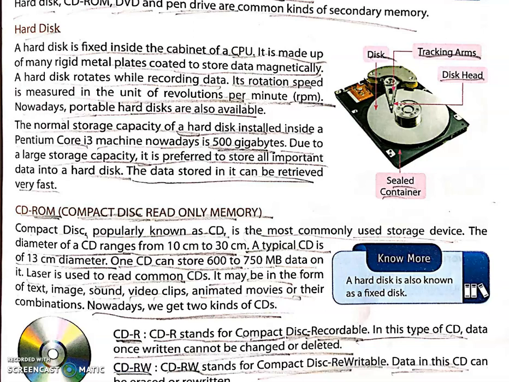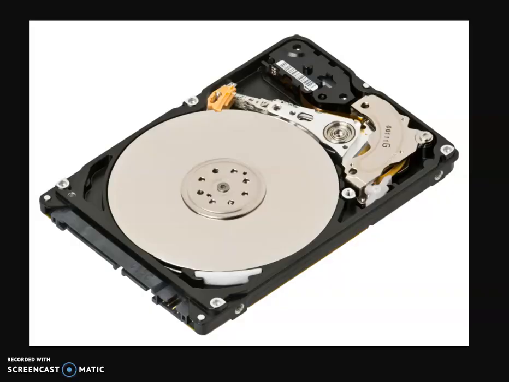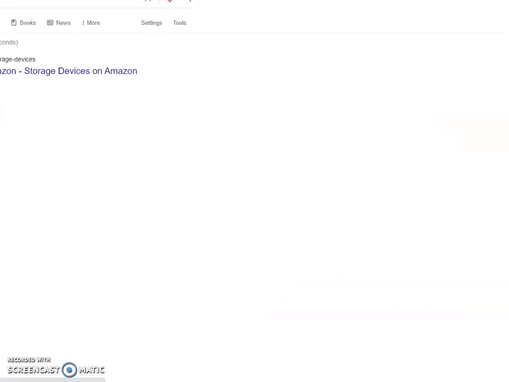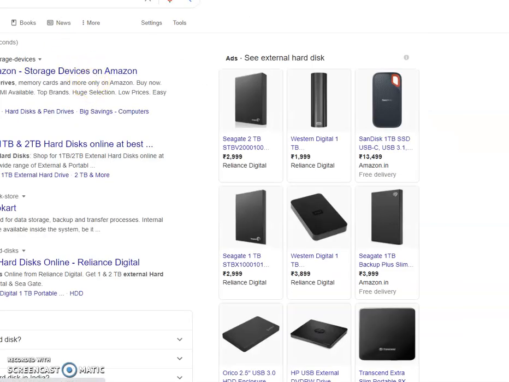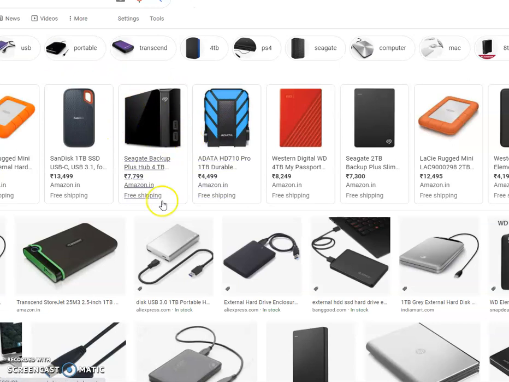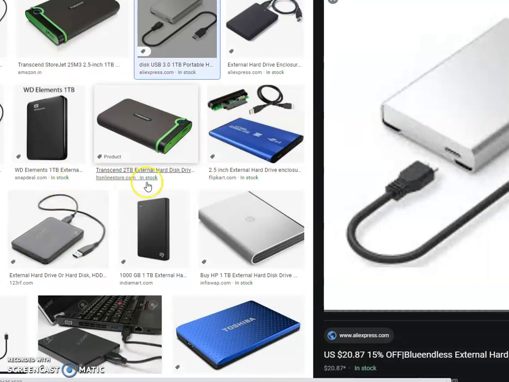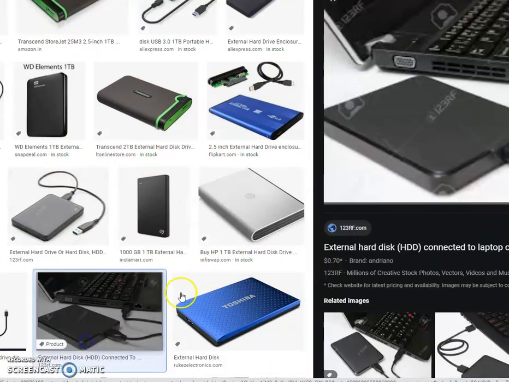Nowadays, portable hard disks are also available. Those portable hard disks are called external hard disks. Let me show you an external hard disk. See, this is how an external hard disk looks. They are not built inside the computer. They are outside the computer, and you can store data even in these hard disks. See, this is an example of a portable hard disk.